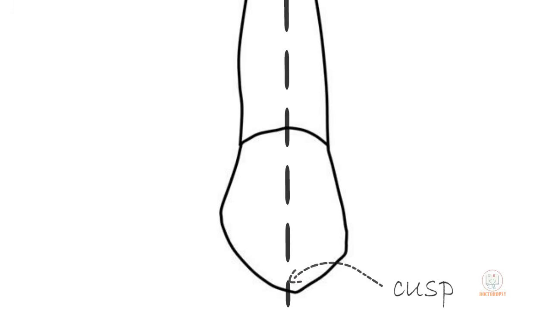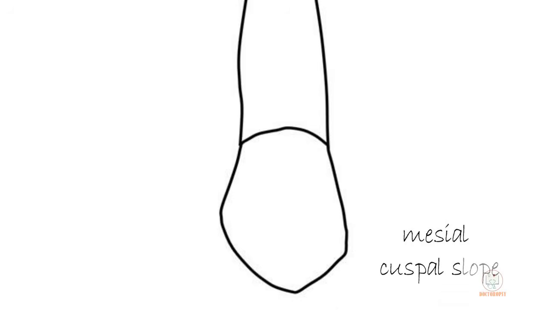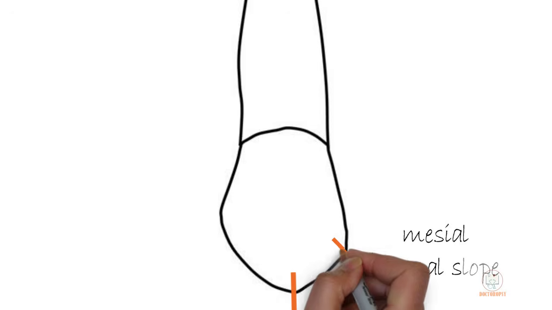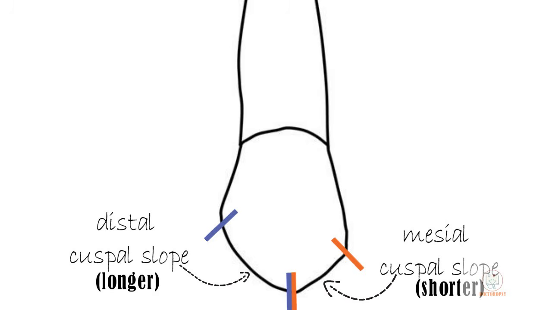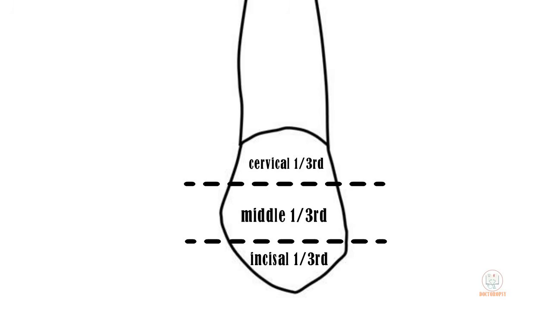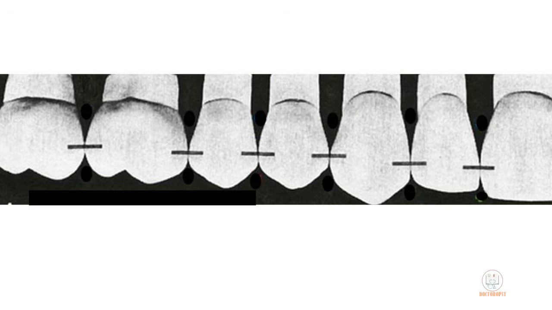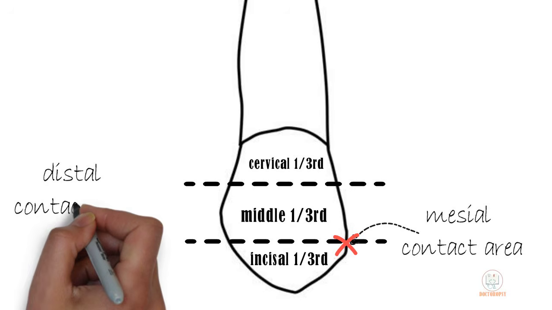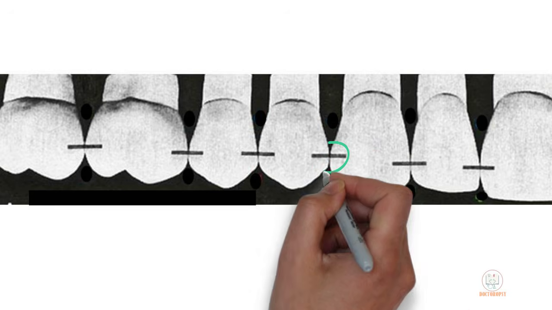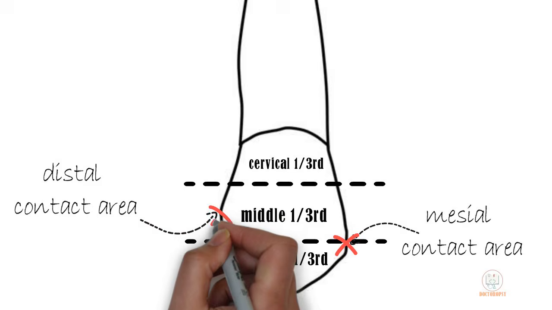Two cuspal slopes are seen. Mesial cuspal slope runs from the cusp to the mesial contact area and distal cuspal slope runs from the cusp to the distal contact area. The distal cuspal slope is longer than the mesial cuspal slope. The two contact areas are at different levels. Mesial contact area, by which the canine contacts the lateral incisor, is at the junction of the incisal third and middle third. The distal contact area, by which the canine contacts the first premolar, is at middle third.